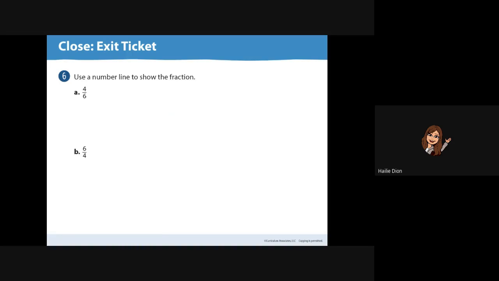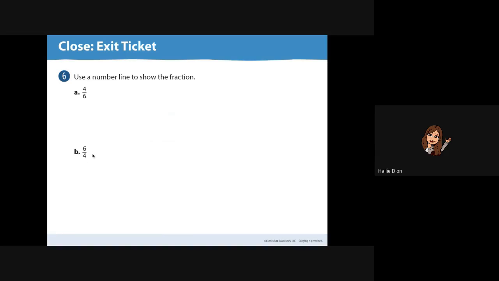So now, exit ticket. We need to make a number line to show the fraction. So I want you to pause and try to make your number lines. Remember, you need equal parts. And you need to make sure for this one that in between your whole numbers you have 6 dash lines. And in between this one you have 4 dash lines.